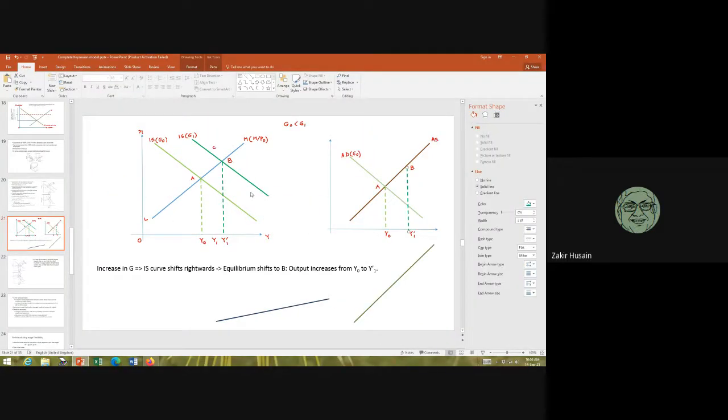Now what happens is there's an increase in G. The government spending goes up, so the IS curve will shift rightwards. Equilibrium moves from A to B. Output increases from Y0 to Y prime 1.